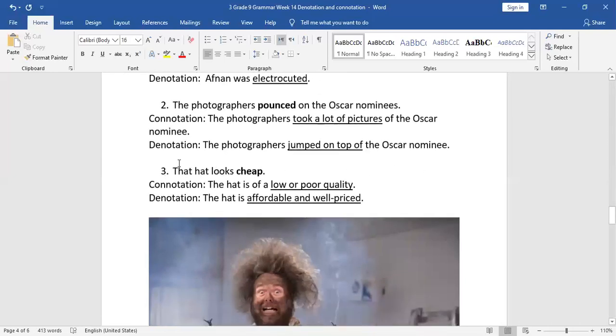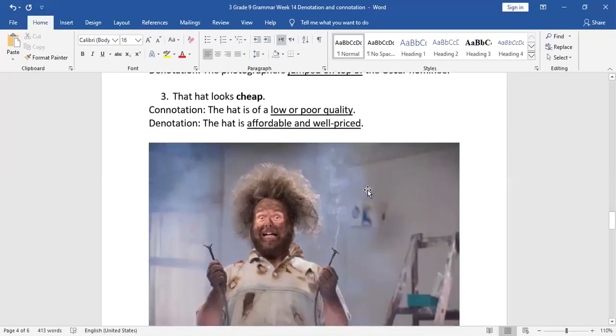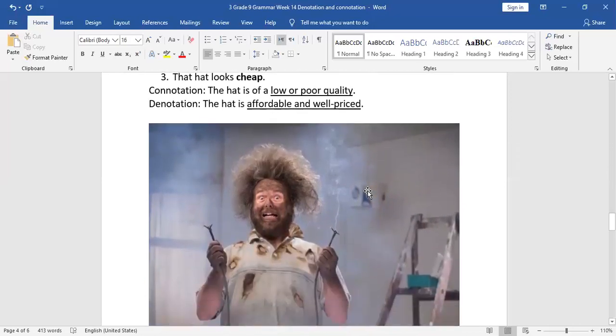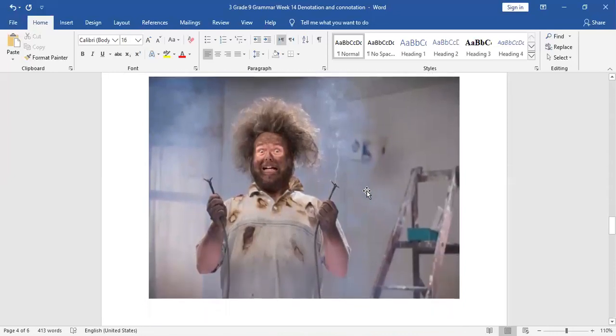This is one that I used earlier, cheap. If you say that hat looks cheap, the connotation is that the hat is of low or poor quality, but the literal denotation is that the hat is affordable and well priced.